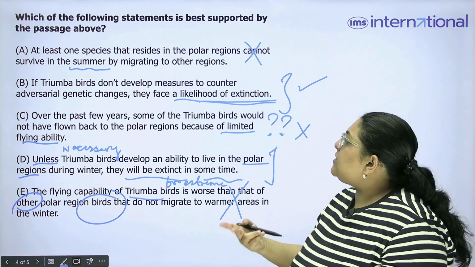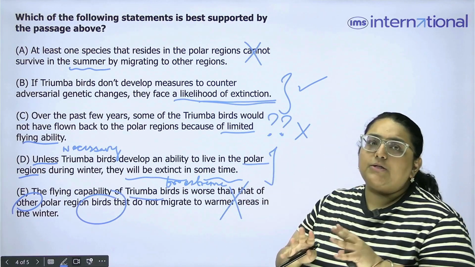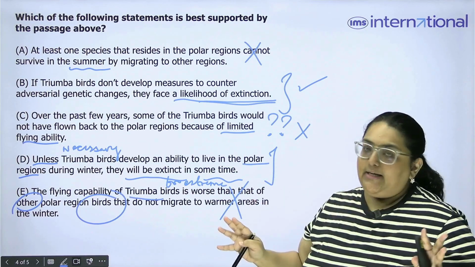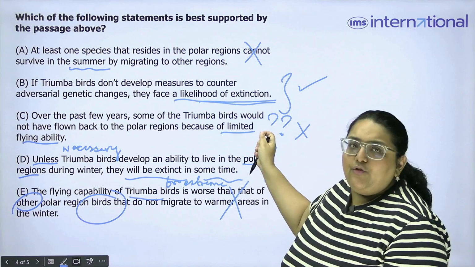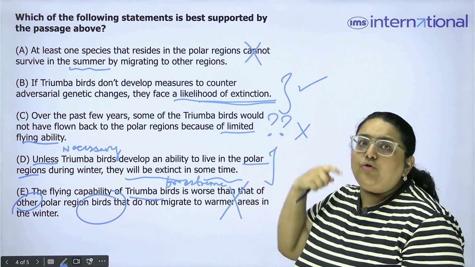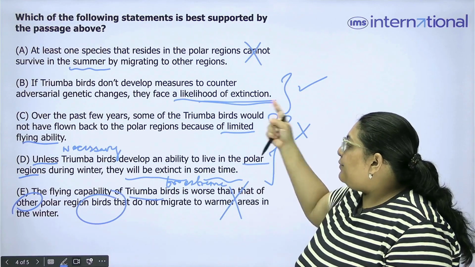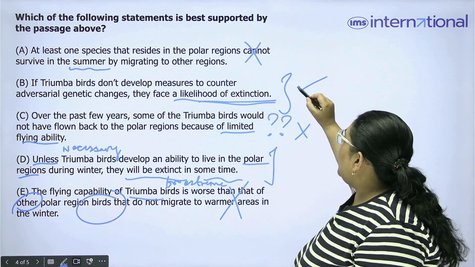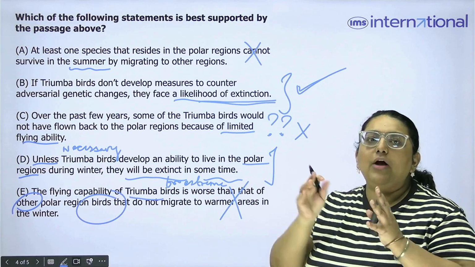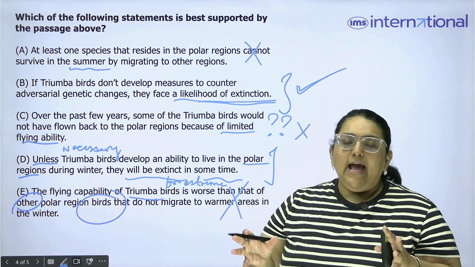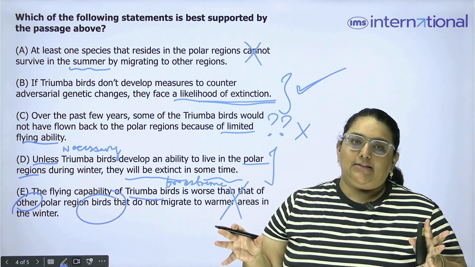So in the first go, A and E are two options which are easily eliminated. C might give you a little bit of trouble, but you have to interpret C properly in order to eliminate it. And out of B and D, B is the better choice. So everybody who has gone for B has marked the correct answer.